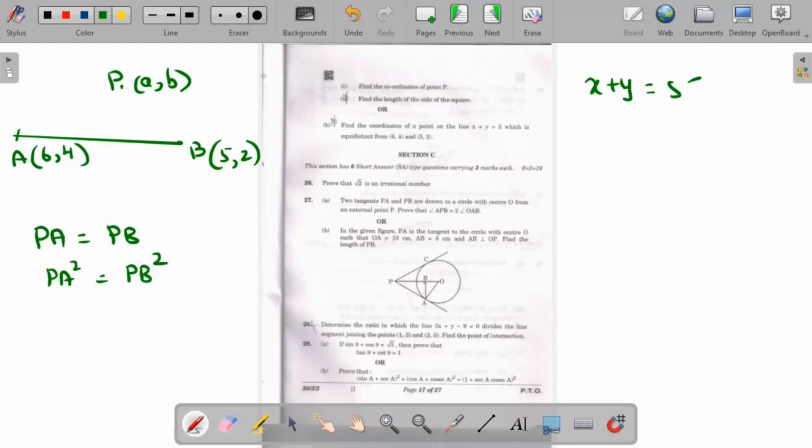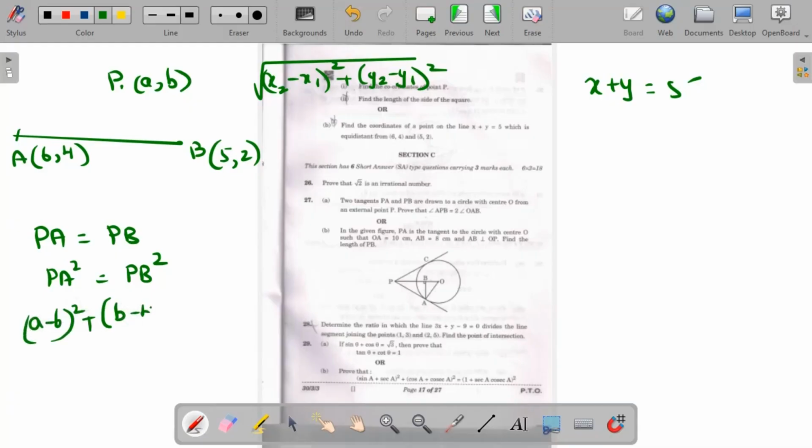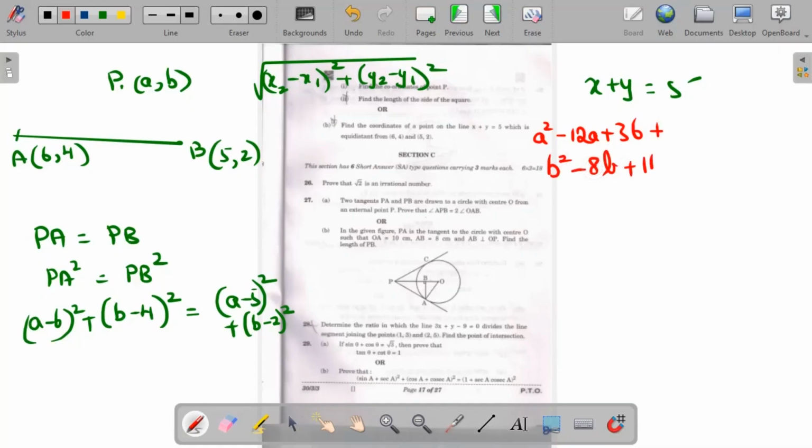So we know the distance formula to be (x2 minus x1) the whole squared plus (y2 minus y1) the whole square, and I'm taking a root of this. So PA square, I'm removing the root. So it is going to be (a minus 6) the whole square plus (b minus 4) the whole square is equal to (a minus 5) the whole square plus (b minus 2) the whole square. So let's expand on both sides. So this is a square minus 12a plus 36 plus b square minus 8b plus 16 is equal to a square minus 10a plus 25 plus b square minus 4b plus 4.